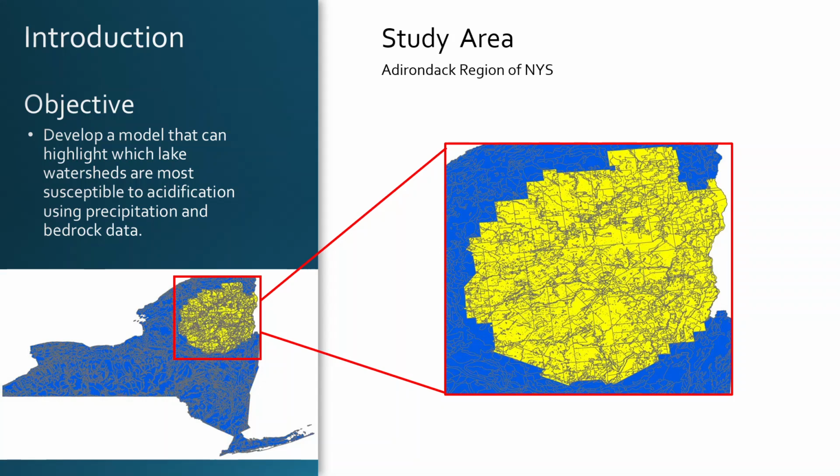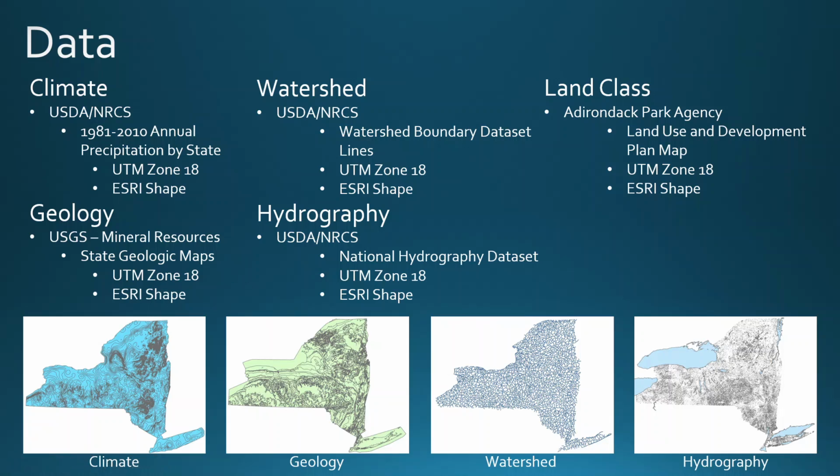So the objective of this study was to develop a model that can highlight which lake watersheds are most susceptible to acidification using precipitation and bedrock data. And this is just a map of New York State, and the study area is highlighted here as the Adirondack region. This was done taking a normal precipitation map from New York State and then a land class map from the Adirondack Park Agency. All of the data for this project was taken from the USGS clearinghouse. And I'll run you through it.